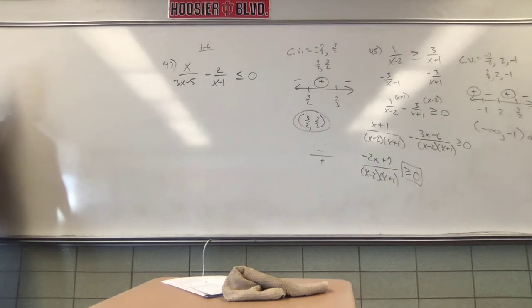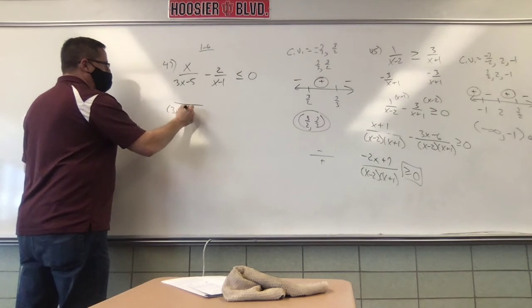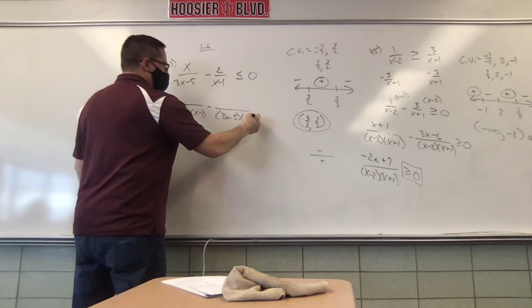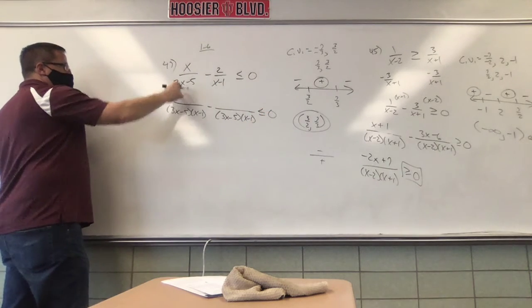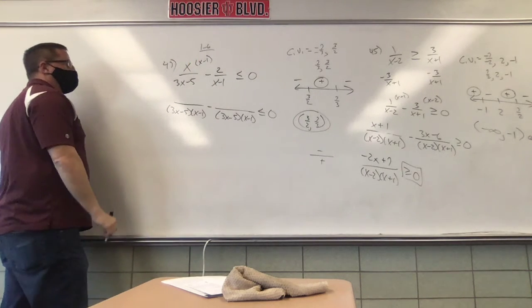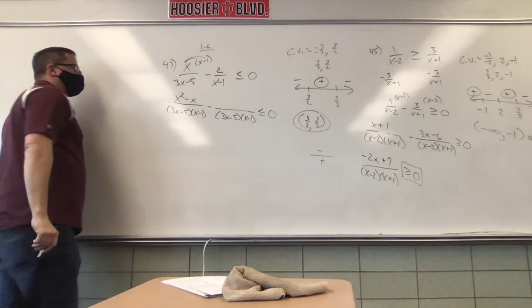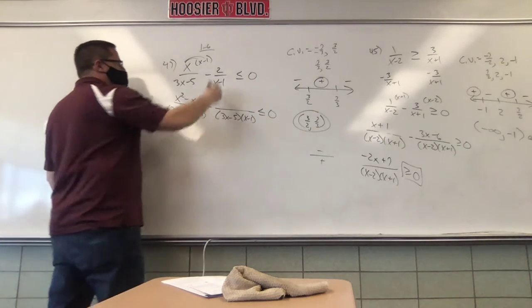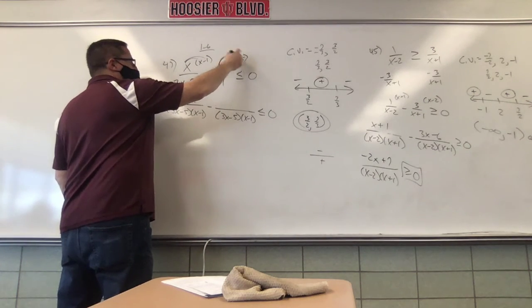And we need a common denominator. The common denominator of 3x minus 5 and x minus 1 is 3x minus 5 times x minus 1. To turn 3x minus 5 into 3x minus 5 times x minus 1, we multiply by x minus 1. x times x minus 1 is x squared minus x. To turn x minus 1 into 3x minus 5 times x minus 1, we multiply by 3x minus 5. 2 times 3x minus 5 is 6x minus 10.